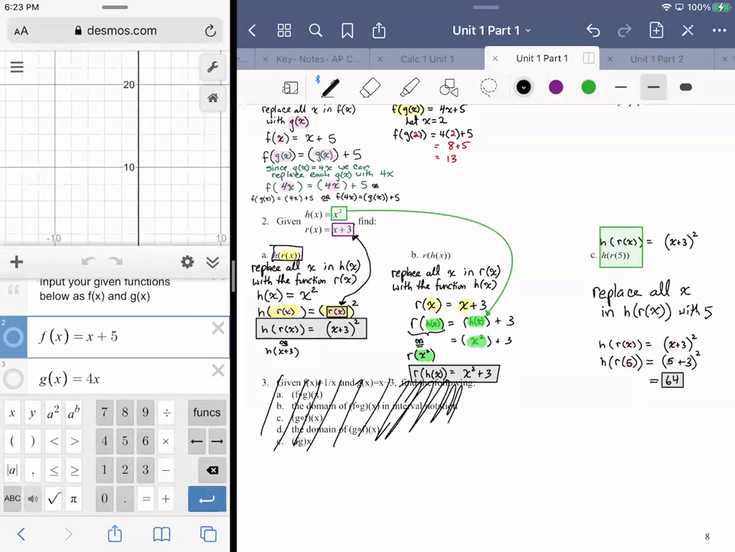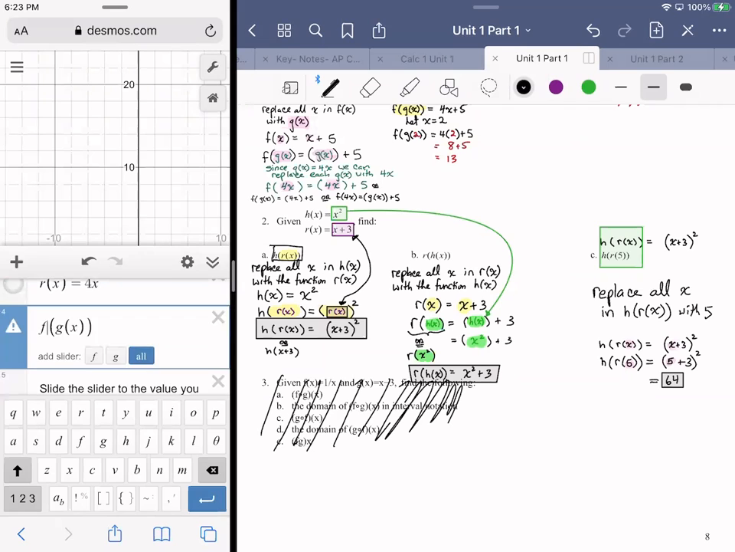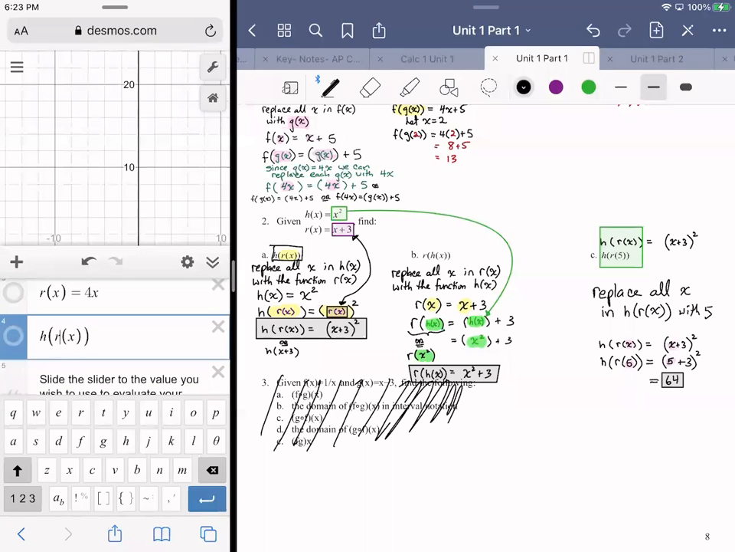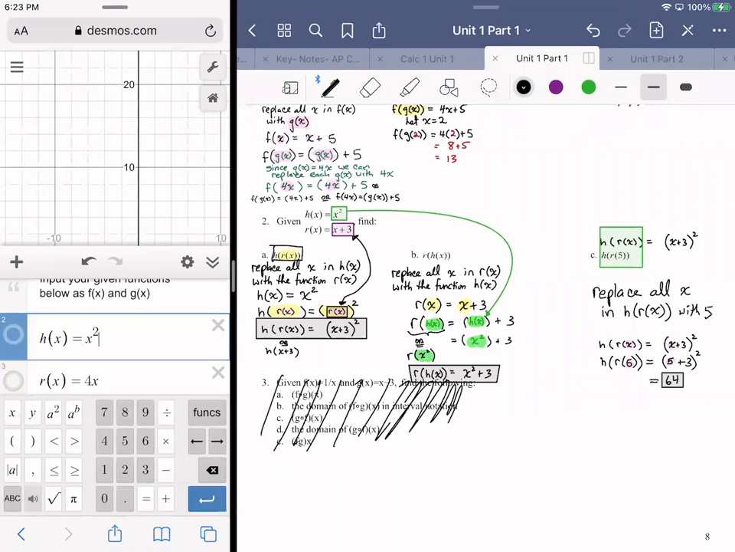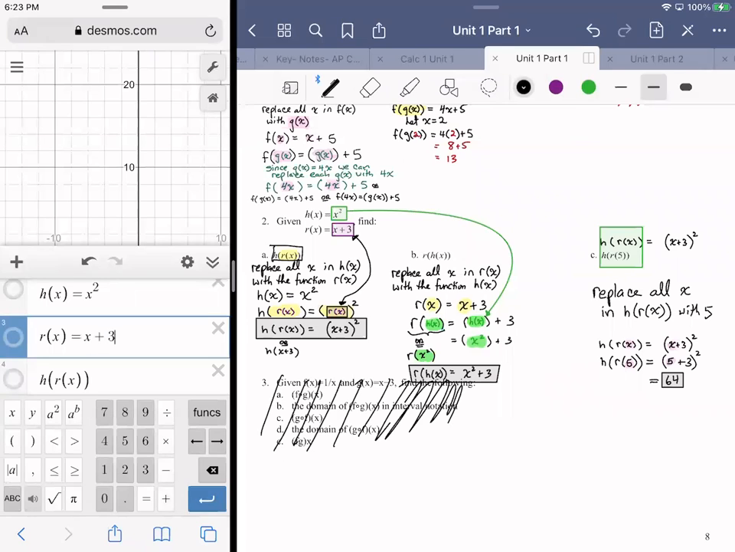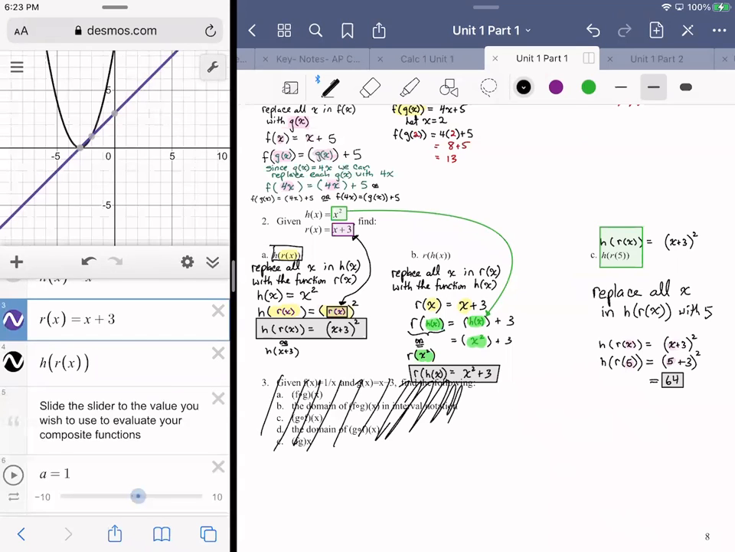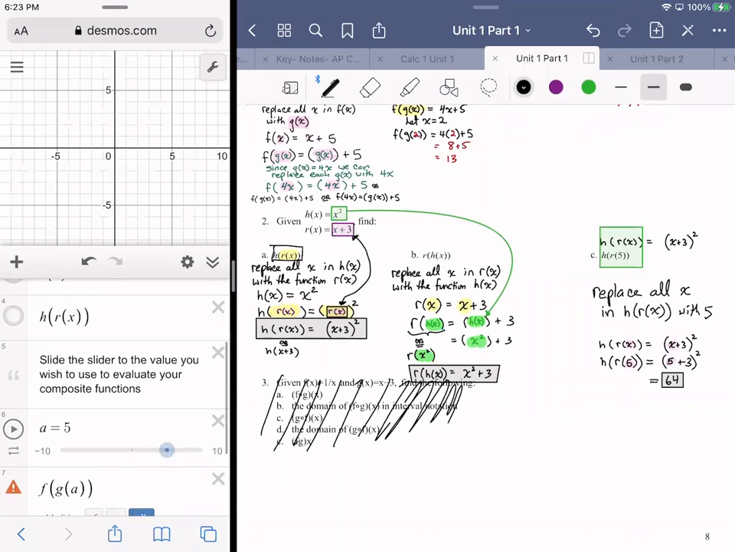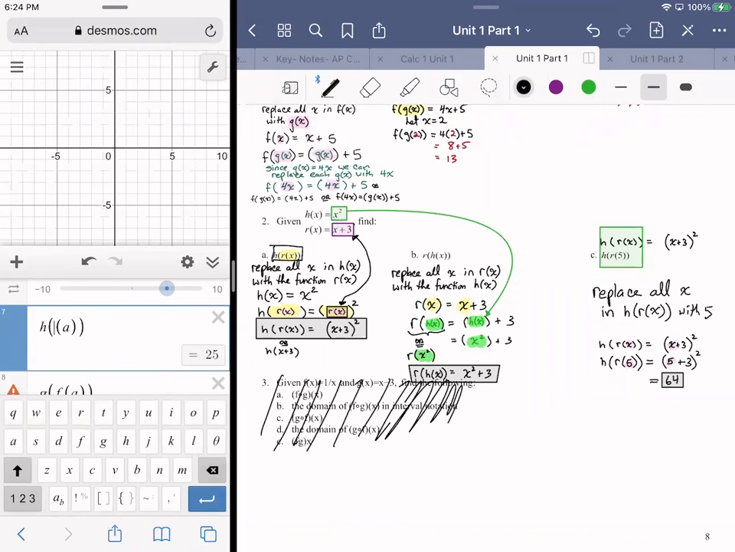But you could change your f to an h, change your g to an r. Do that everywhere so that it's consistent. And then put in the appropriate h function, which is x squared, and x plus 3 for the r function. Then if you want, you can look at the graph, you can turn all these on. That's great, it's wonderful, but not necessary, because what we're looking for is h of r of 5. So slide the slider to the value you wish to use to evaluate your composite functions. So I just slide this over to a 5. The issue is I have to change my f's to h's everywhere and my g's to r's everywhere. But if I do that, I'll just get rid of that one so it's not distracting. It'll spit out the answer.